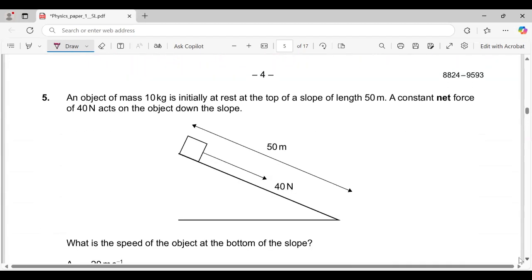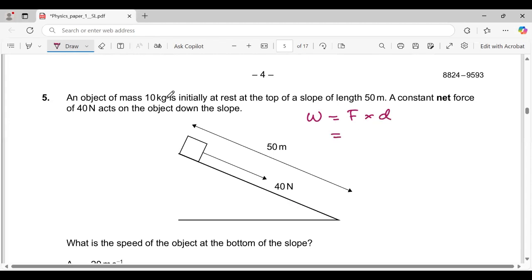Next question, number 5. An object of mass 10 kg is initially at rest at the top of a slope of length 50 meters. A constant net force of 40 newtons acts on the object down the slope, as in the diagram. What is the speed of the object at the bottom of the slope? Firstly, I would like to find the work done, F times d.